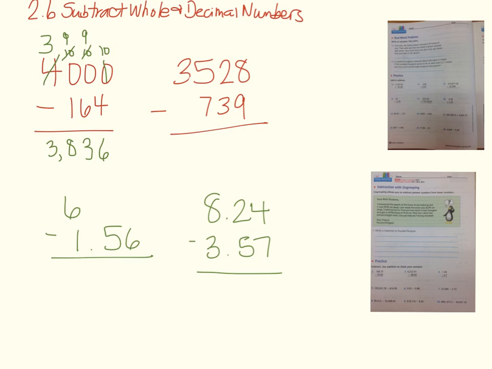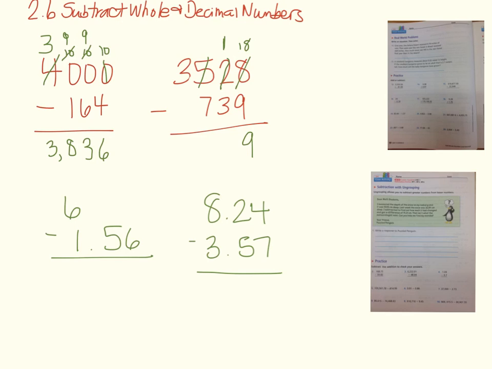Can I take 9 from 8? If I have 8 ones, can I take away 9 ones? No, I can't. So I need to regroup the 2 tens here, leave 1 ten there, add the 10 to the 8, now I have 18. 18 take away 9 is 9. Now I'm going to say 3 tens take away, or 1 ten take away 3 tens. Well, I can't do that.